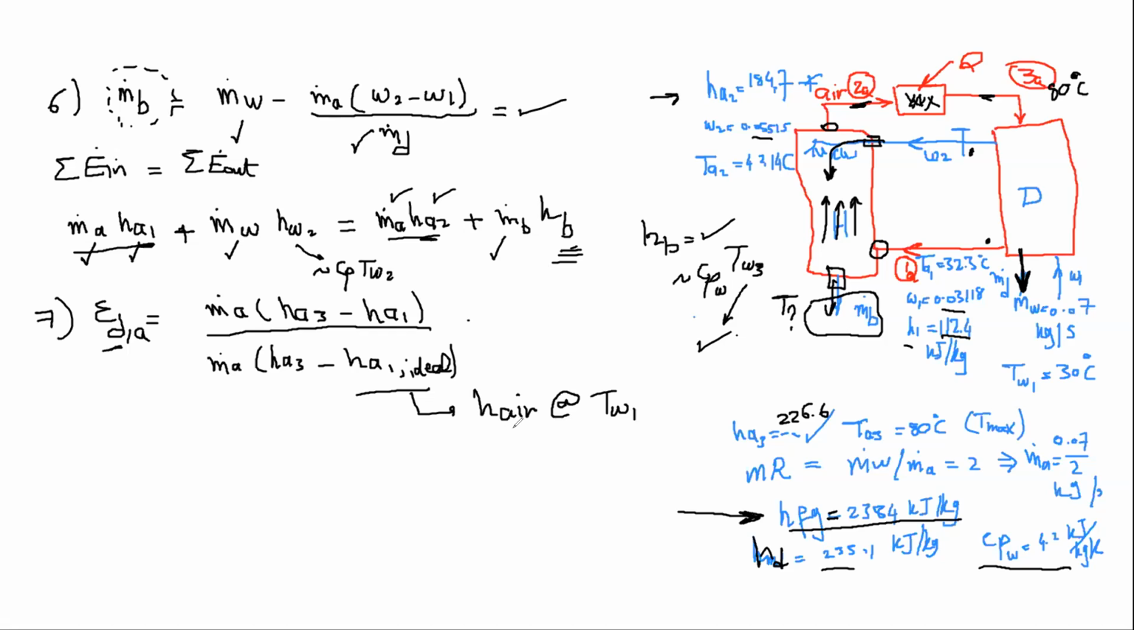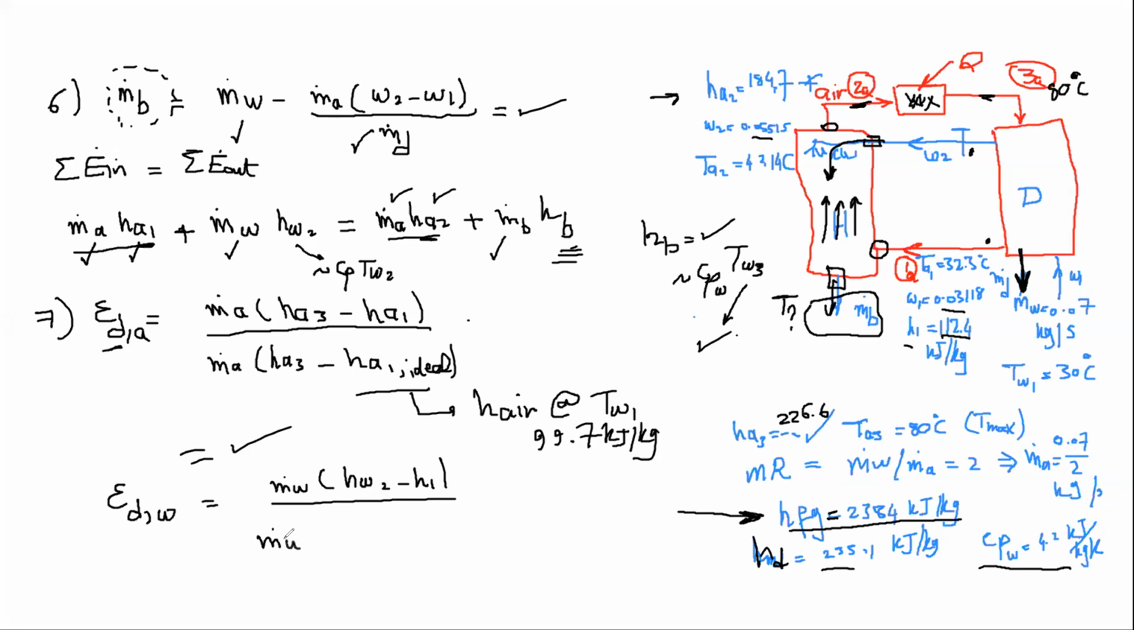If you go back to the problem, it says to calculate the dehumidifier effectiveness if H air ideal is 99.7 kilojoule per kilogram. And from here, we can calculate the effectiveness of the dehumidifier for the air side. Now we can calculate the effectiveness of the dehumidifier at the water side. Across the terminals, we have m dot water times H water 2 minus H water 1, the actual case, over m dot water.